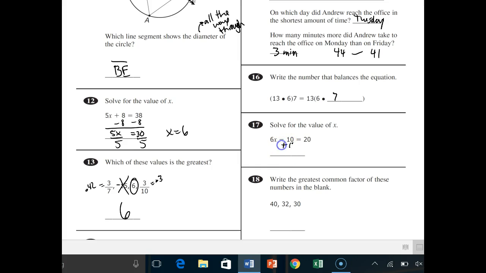Number 17, again, is just a two-step. So we add 10 to both sides. We get 6x is equal to 30. And then divide by 6, and we get x is equal to 5.